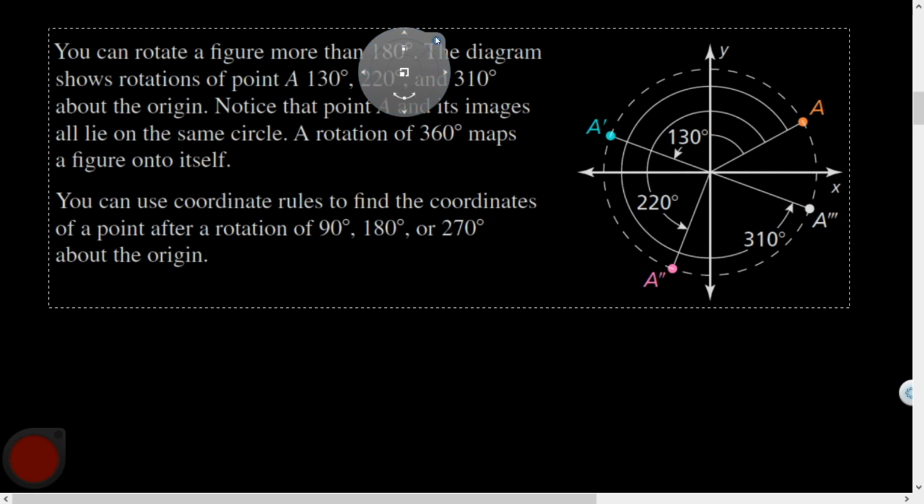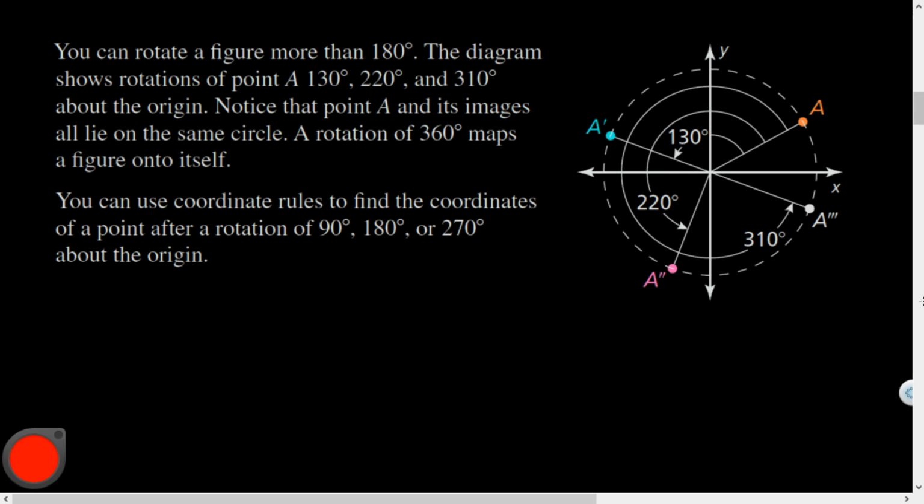All right, so in terms of rotation, you can rotate a figure more than 180 degrees. Did you know that? So if A gets rotated more than 180 degrees, notice there's a 220 degree rotation. You would have to figure out, you could mark where the 180 was and then measure another 40, something like that, using angle addition postulate.